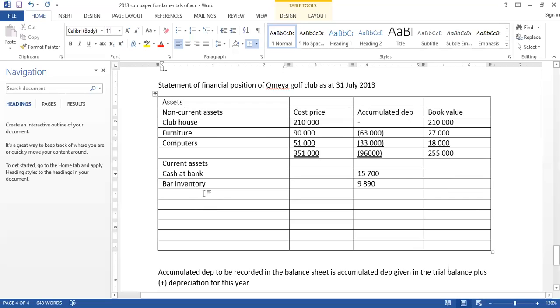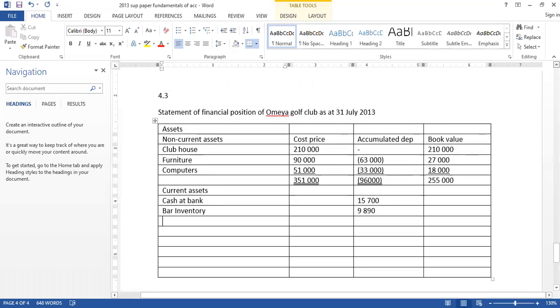What other asset do we have there? We still have one. Who wants to try? We still have one. Accumulated fund. Accumulated fund, that is capital, and it falls under equity account.